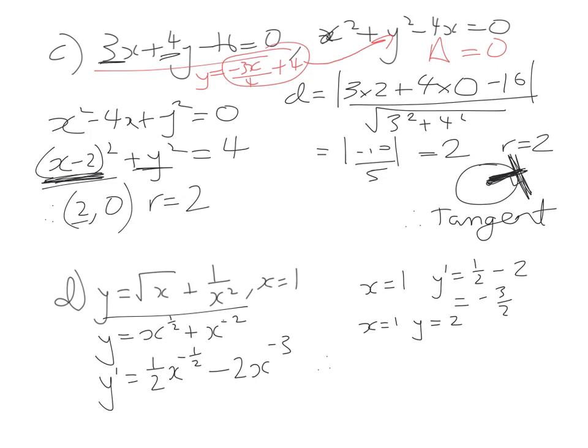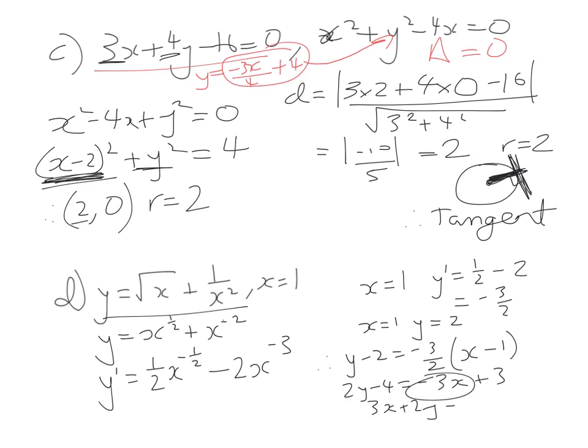So now we use the gradient point formula. Y minus 2 equals negative 3 on 2, because it's a tangent, so equal gradient, x minus 1. Now let's multiply by 2 both sides to get rid of that denominator, so 2y minus 4. Now expand the bracket, negative 3x plus 3. General formula, let's bring the negative 3x over the other side, so therefore 3x plus 2y is already there. Let's take away 3 from both sides, and equals 0.